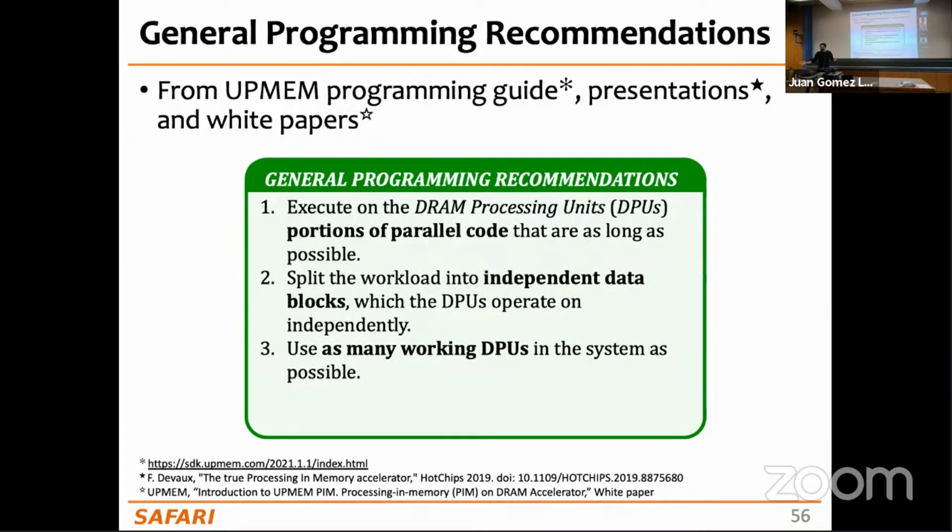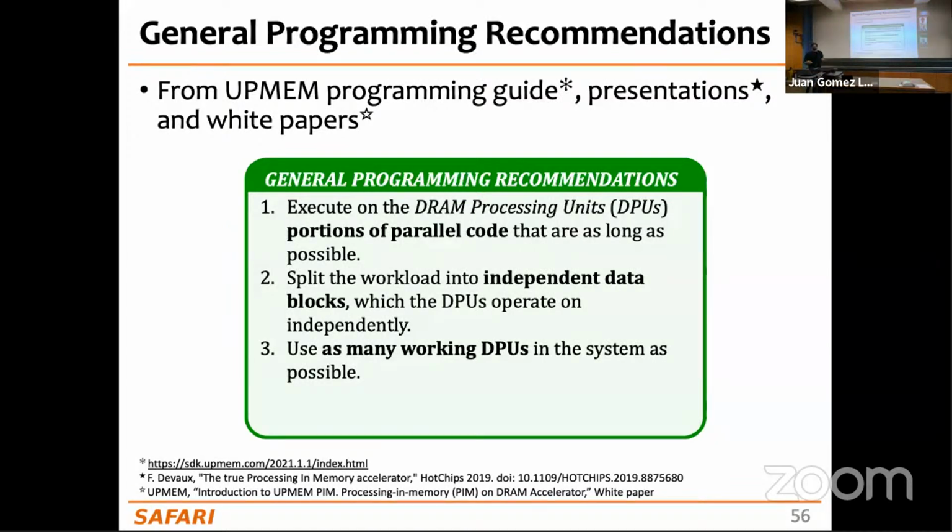Related to what we said in the beginning, we want to run large portions of parallel code, and we want to exploit this parallelism as much as possible. So if you have 2,000 DPUs in your system, try to use them all. In some cases, you may end up operating on a relatively small input data set. In that case, it might not make sense to use a super large number of DPUs, but in principle, that's the approach.